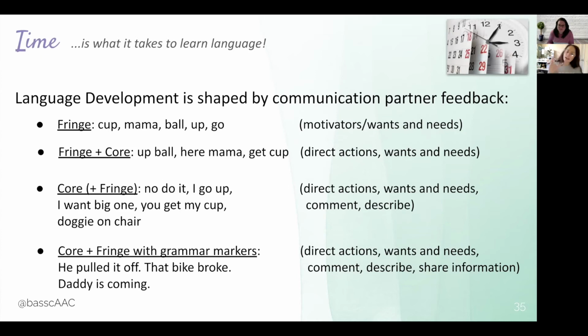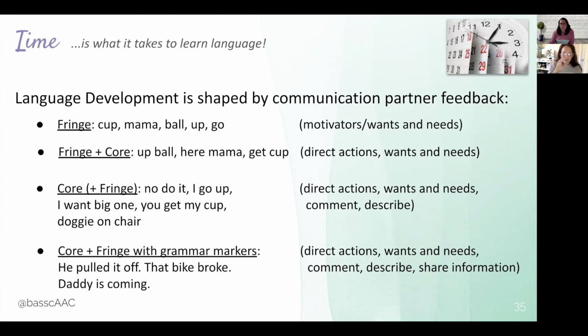We need to have a variety of different words to be able to start putting words together, and we see here some core plus fringe going together. Up ball, here mama, get cup. And then we can use these combinations to direct actions, but also to request our wants and needs. Then we keep building up on language over time and after vocabulary growth. The child is learning lots of different vocabulary words and lots of different groups of words to put more words together. No, do it. I go up. I want big one. Again, for lots of different reasons and functions for communication.